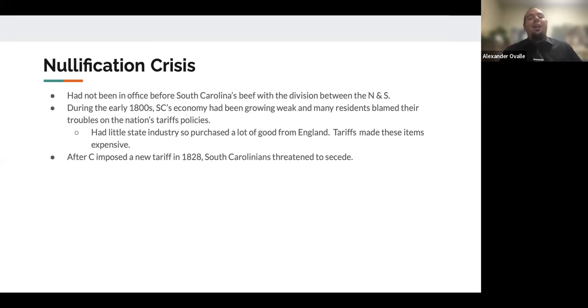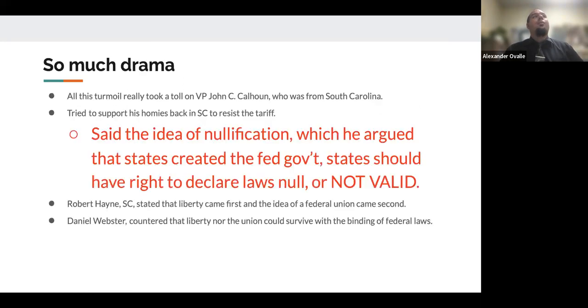South Carolina had very little state industry, so they purchased a lot of goods from England. Tariffs made goods from England more expensive. After Congress imposed a new tariff in 1828, South Carolinians threatened to secede, leave the country, leave the Union. All this turmoil really took a toll on Vice President John C. Calhoun, who was from South Carolina.